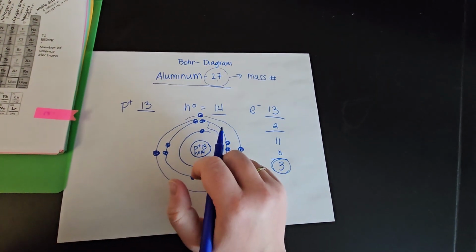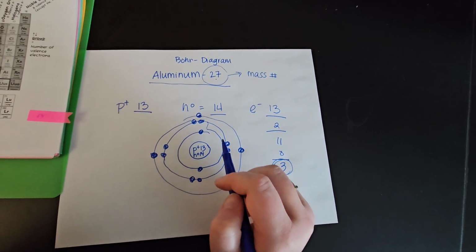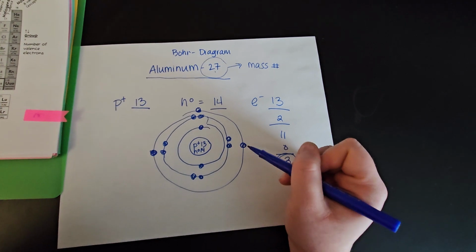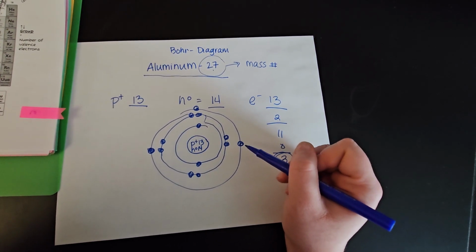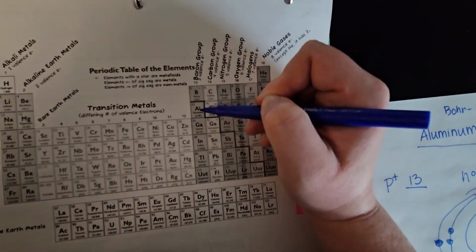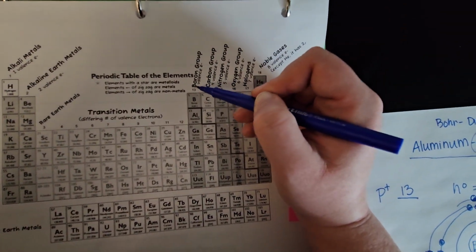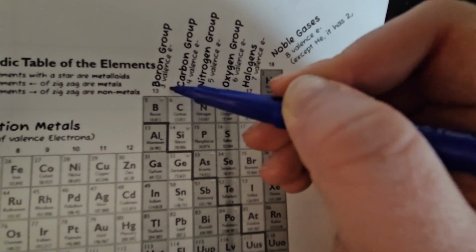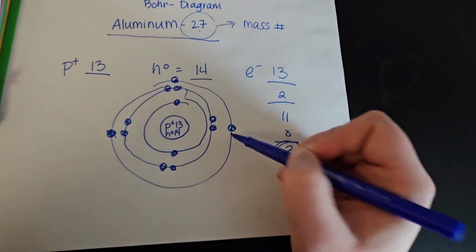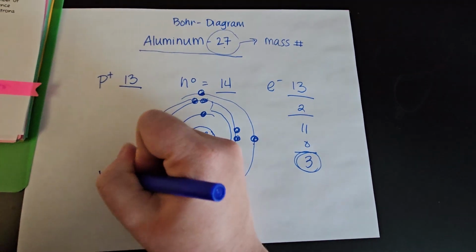I'm almost done. The last step that I need to do is check if the number of electrons on my outer shell equals the number of valence electrons that I should have based on the periodic table. So coming back to aluminum right here, we see that aluminum is in the boron group and it should have 3 valence electrons. If I ended up with 1, 2, 3 electrons in the outermost shell, then my Bohr diagram is done.